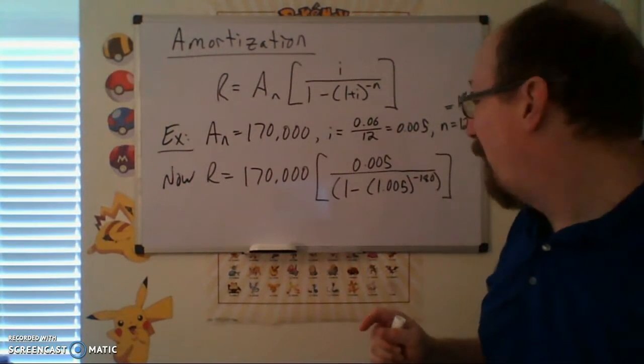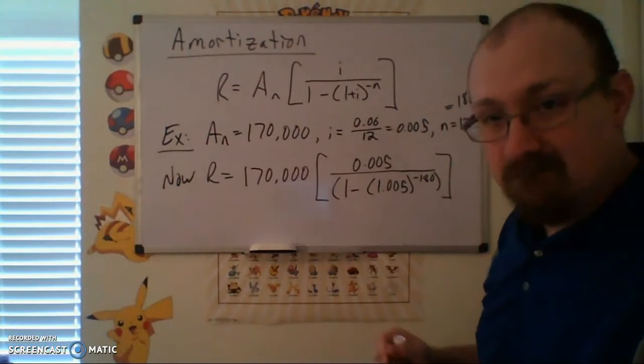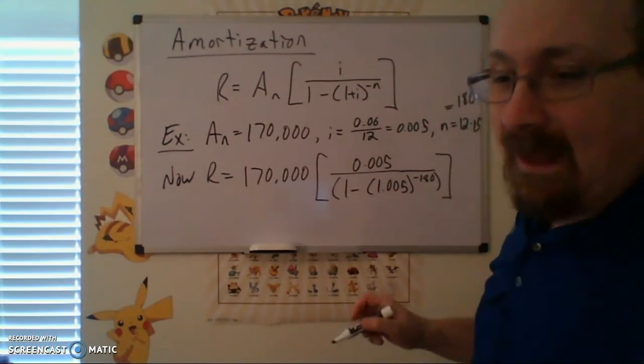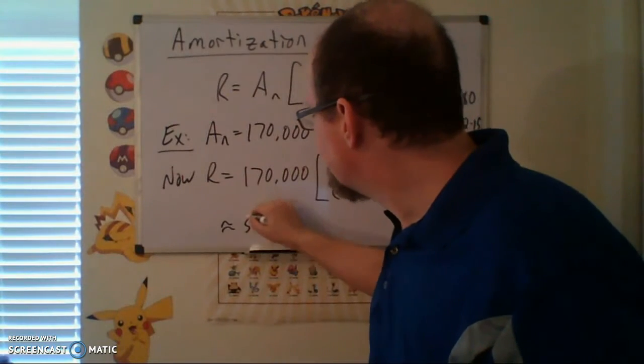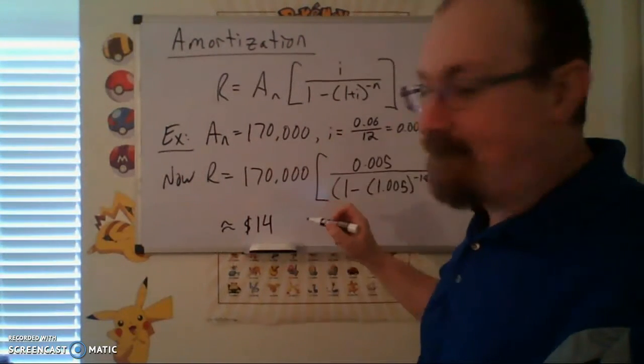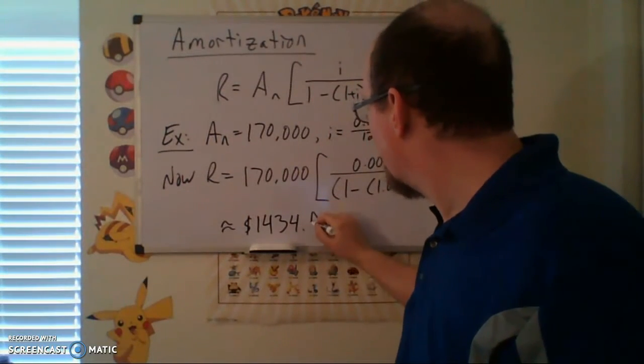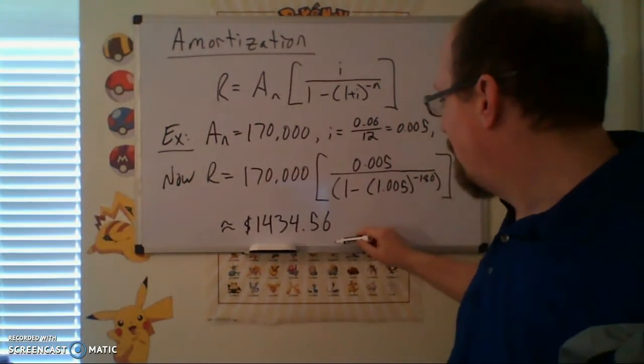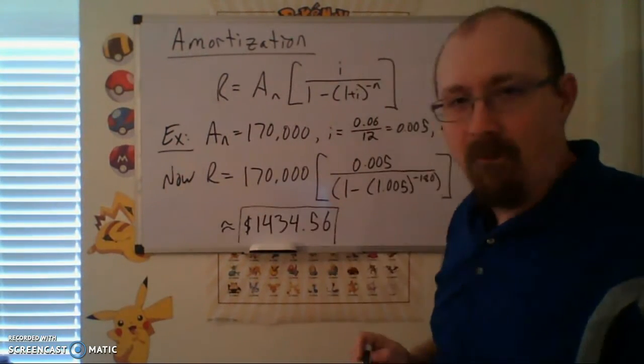You pound through all the arithmetic. Again, you can type it all into one line in your calculator if you're careful with parentheses. And I end up getting, to the nearest cent, $1,434.56. So that's how much they're paying per month on this mortgage.